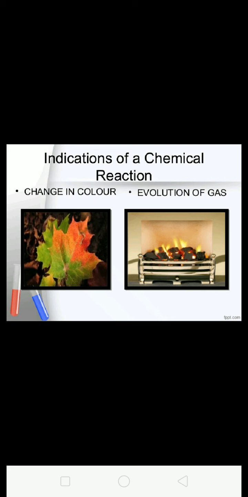For example, if a substance undergoes any change in color, it may be a chemical change. For example, you see here a leaf getting its color changed from green to brown. You cannot convert that back into the green color. It would shed in autumn. Next, if there is evolution of gas, it may be a chemical change.